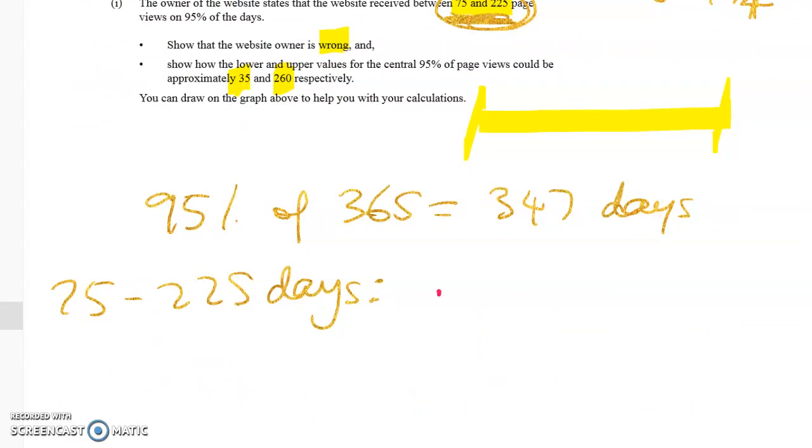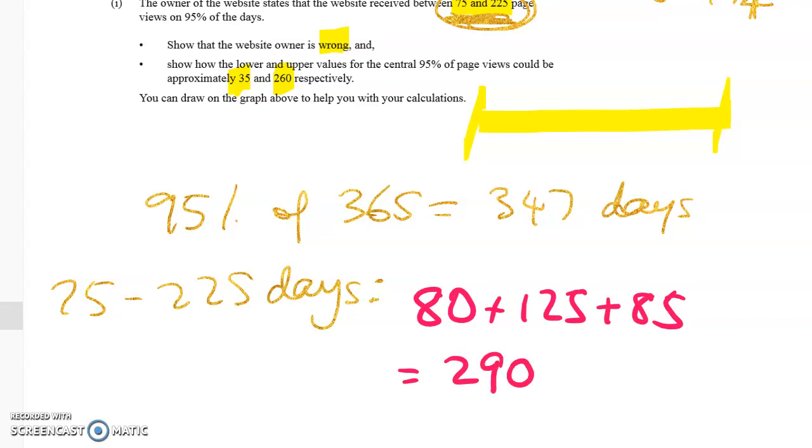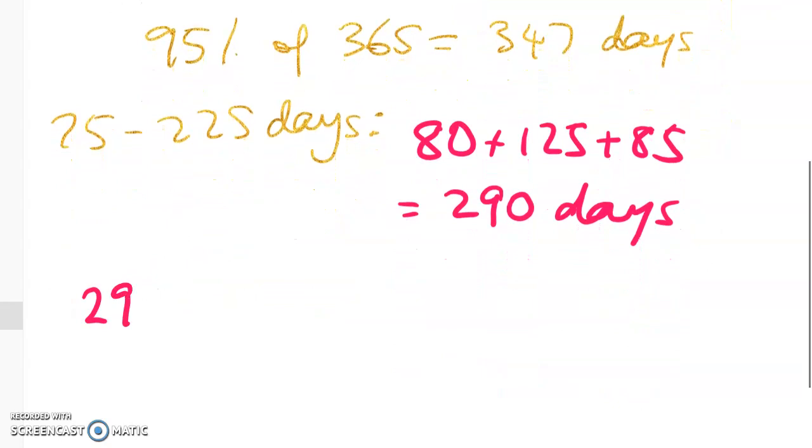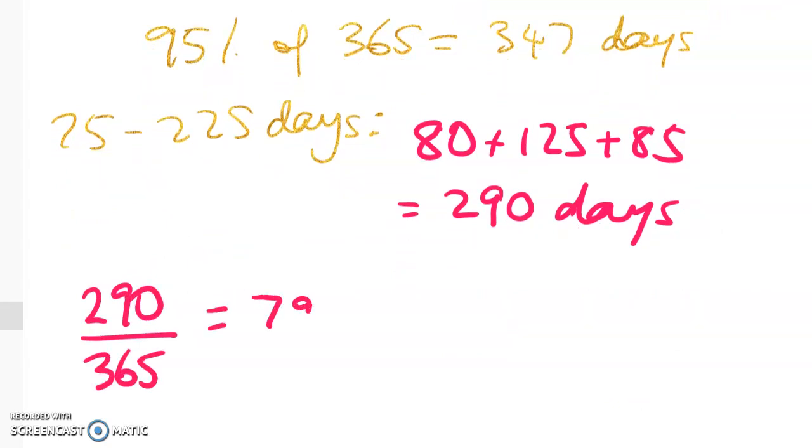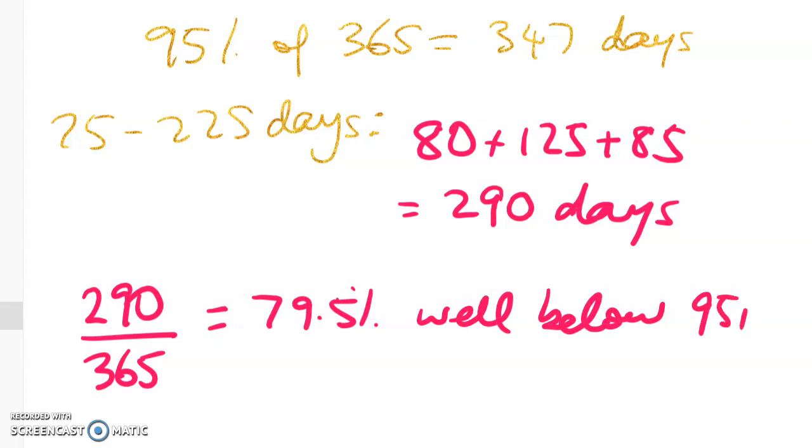So adding those up doesn't give me the right number. It only gives me 290 days. So 290 over 365 is equal to 79.5%, which is well below 95%. So the owner is wrong.